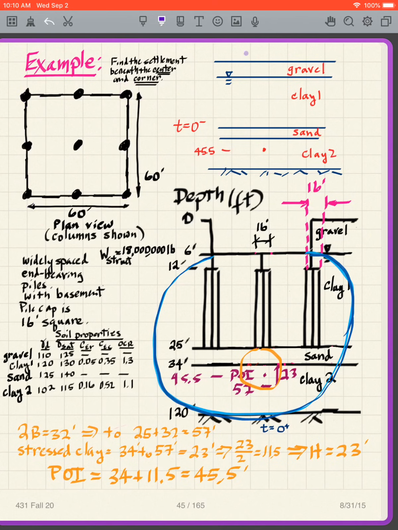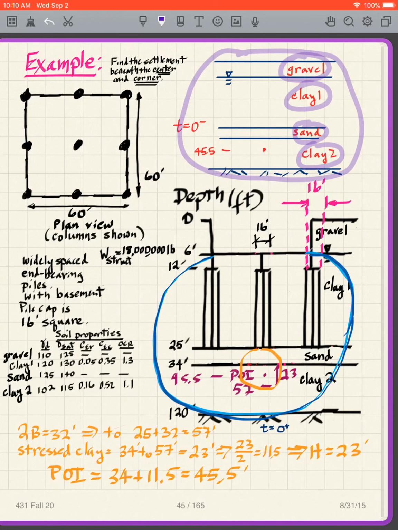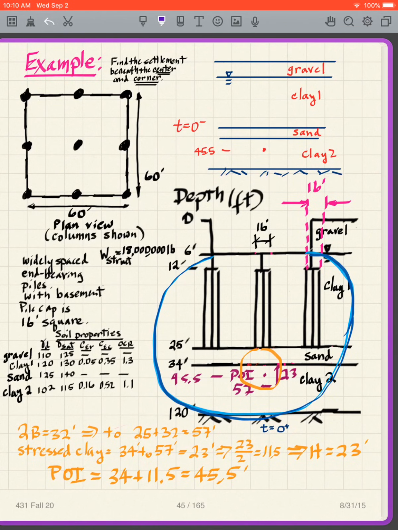And the soil profile, here's our soil profile. We have a layer of gravel, clay underneath it, layer of sand, layer of clay. And what we're going to do is find out, so here's the structure. We're putting in a basement that's 6 feet deep. Our water table is there.